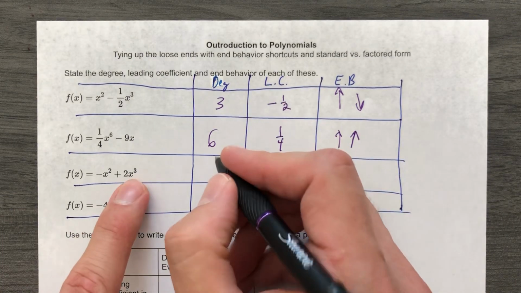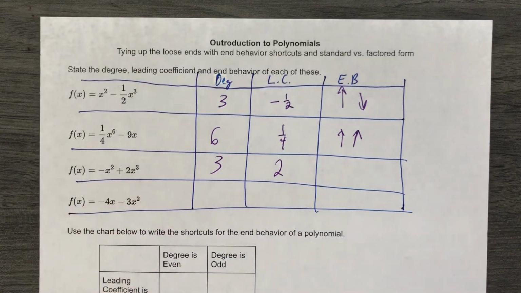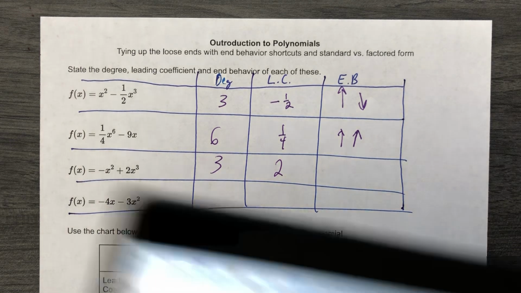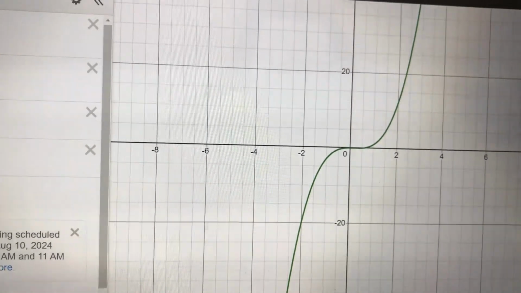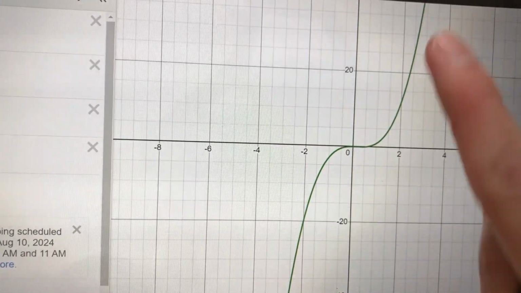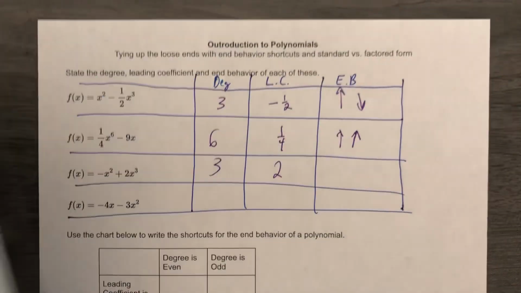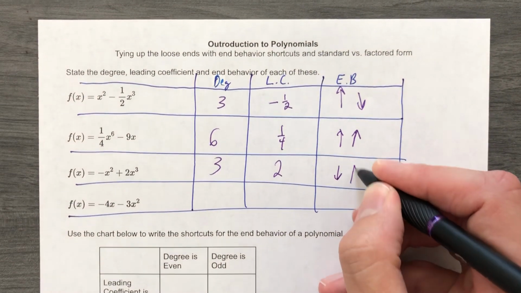Okay, degree of this one is 3. Leading coefficient is not negative 1. It is positive 2. So let's do that one as well. Look what we have. X approaches negative infinity, y approaches negative infinity, x approaches positive infinity, y approaches positive infinity. Let's just talk ups and downs. Down, up.